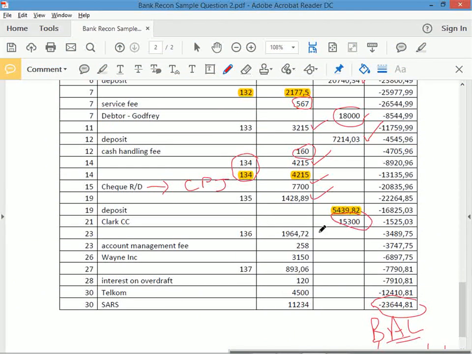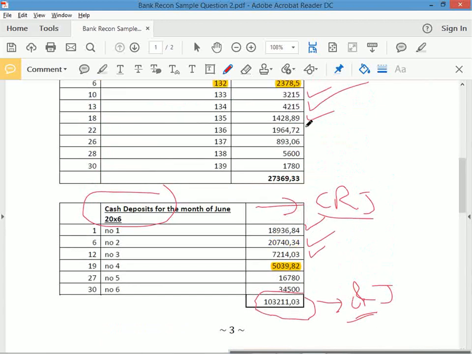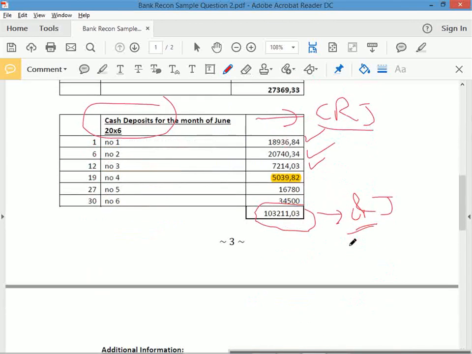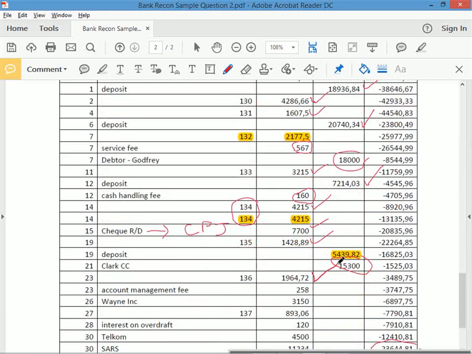Next, 136 for 1964372. Can you confirm that? Is it here? Yes, it is. There it is. Tick it in the payments. Tick it in the receipts.